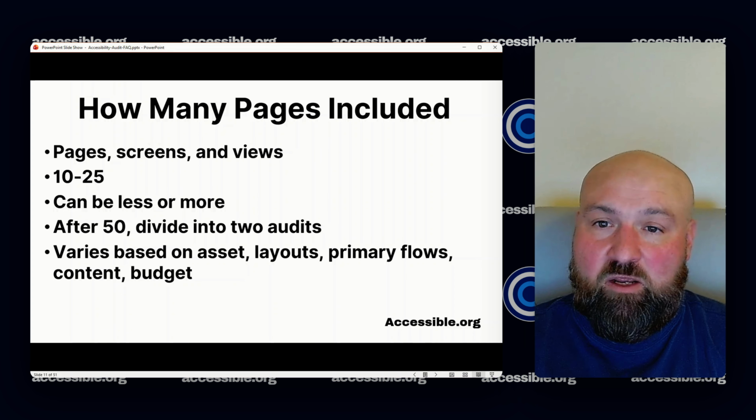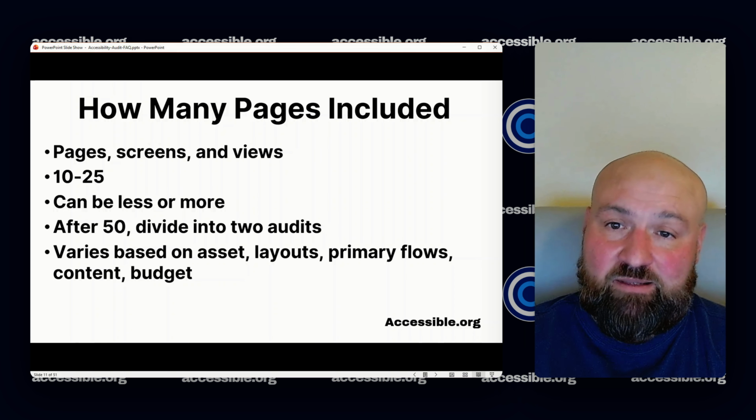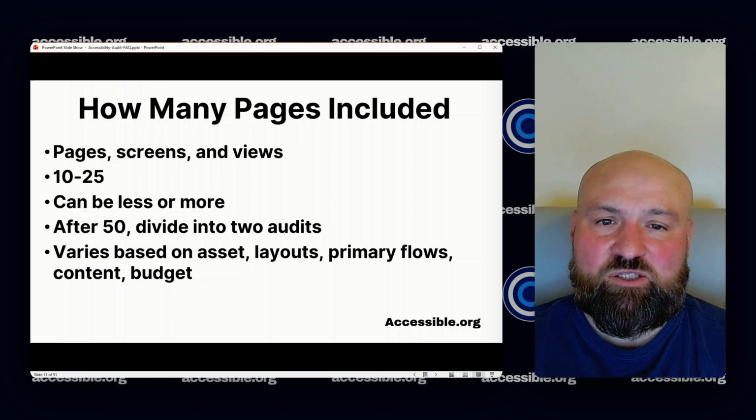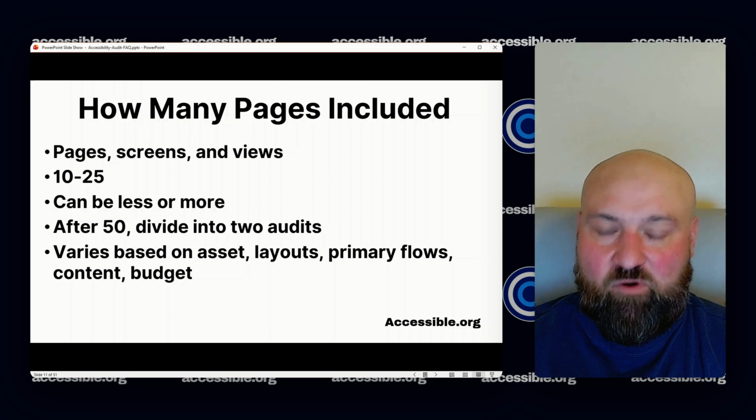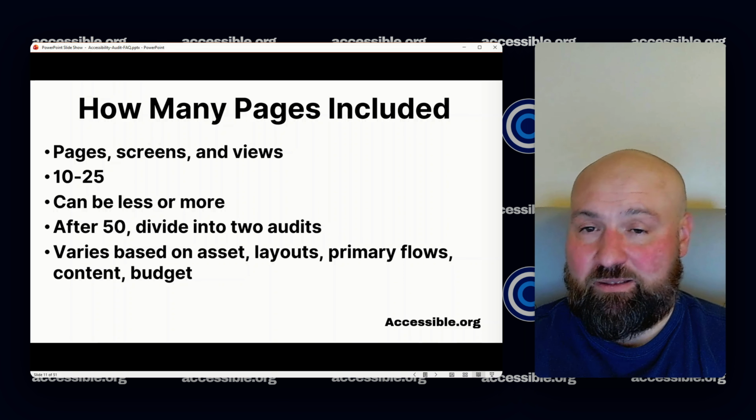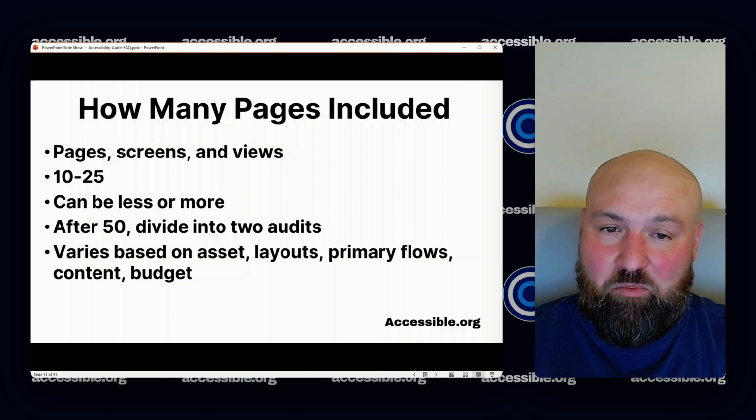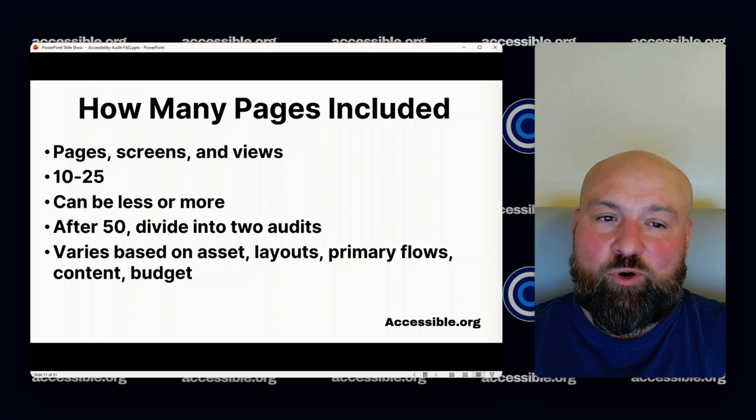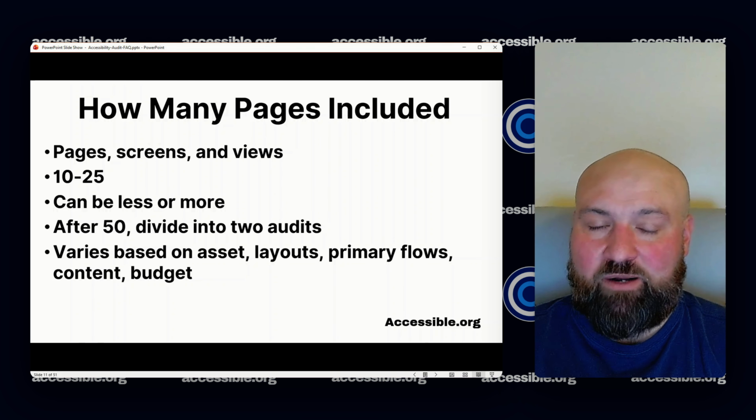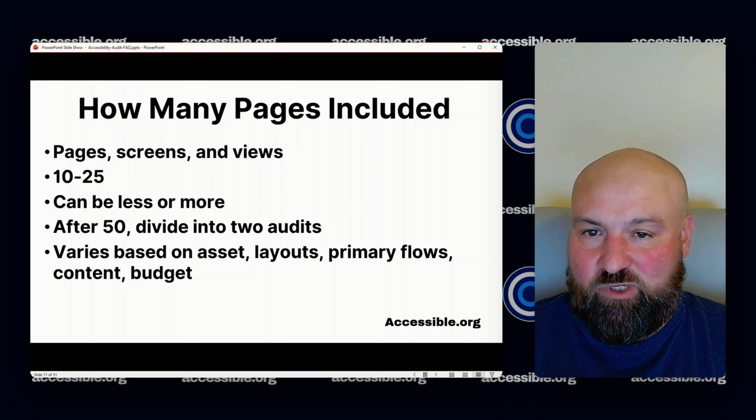And for the audit, we're going to scope out everything and list that in the scope. So the number of total pages or screens is usually between 10 and 25 for most accessibility audits. This can be less, this can potentially even be more. After a certain point, so I have here after 50, go ahead and divide the audit into two audits. Otherwise, the audit is going to become overwhelming.